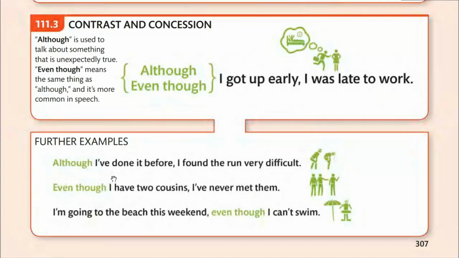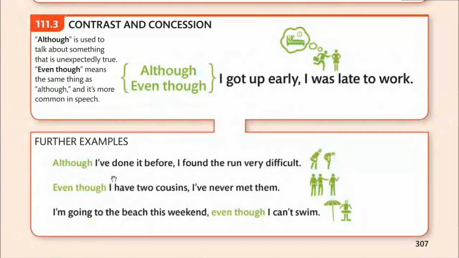The next one is contrast and concession. The subordinating conjunctions that we use for contrast and concession are although and even though. Like I said, this is still related to adverbial clauses, because when we get to adverbial clauses of concession, we are still going to talk about this. Although is used to talk about something that is unexpectedly true. Even though means the same thing as although, and it's more common in speech.